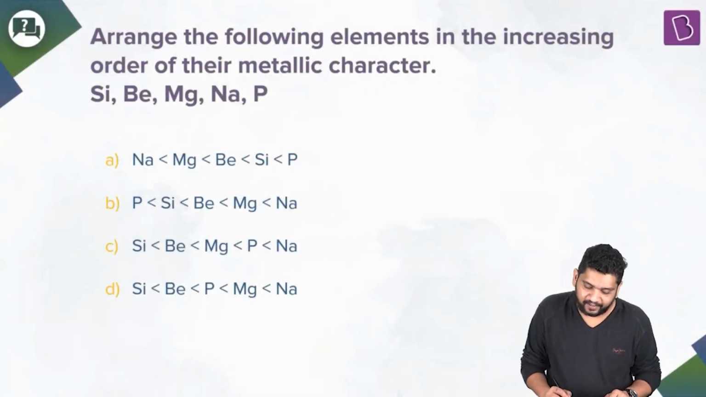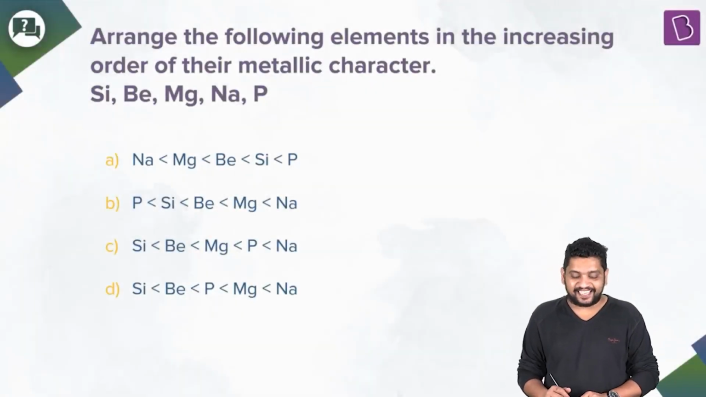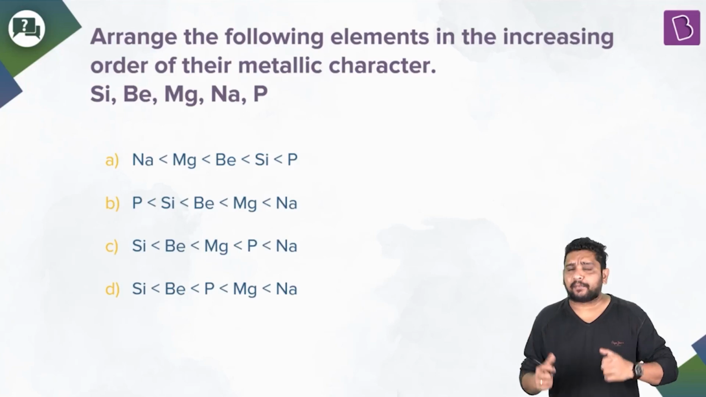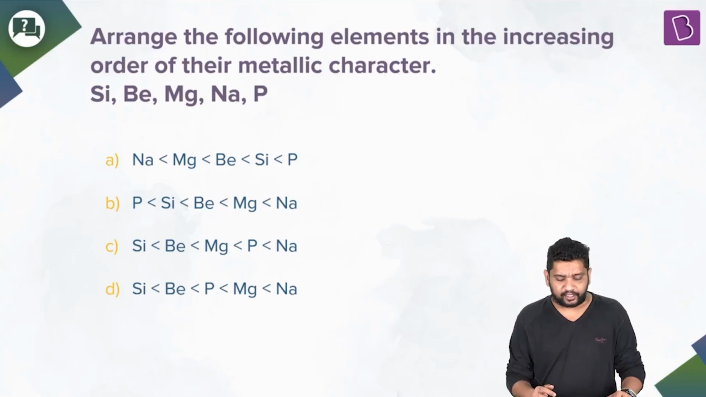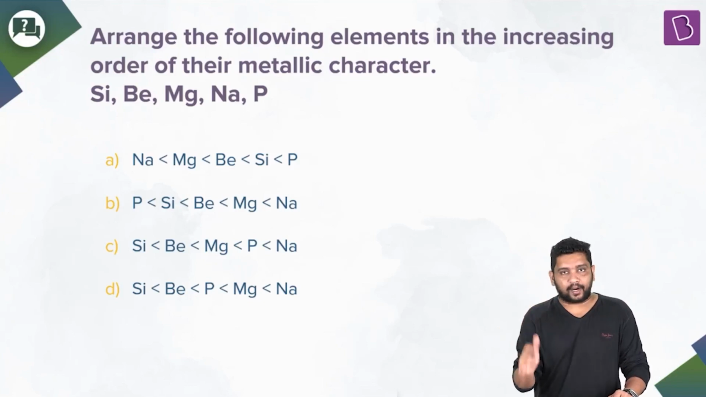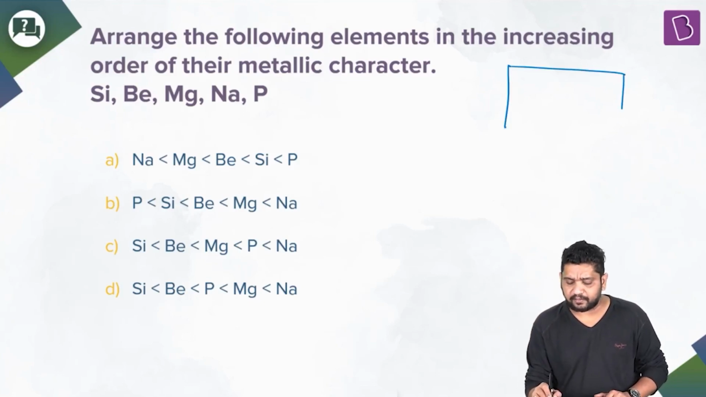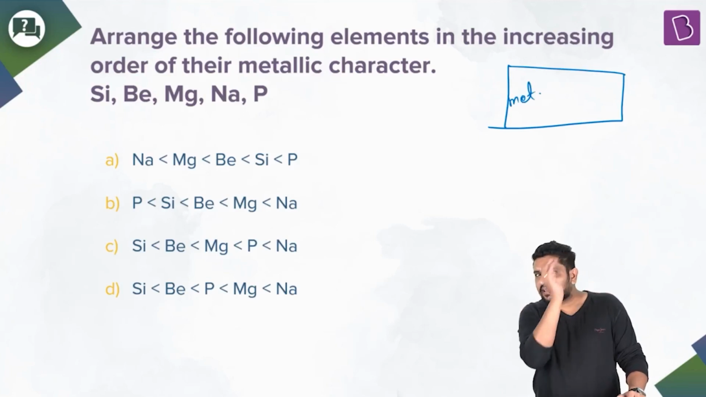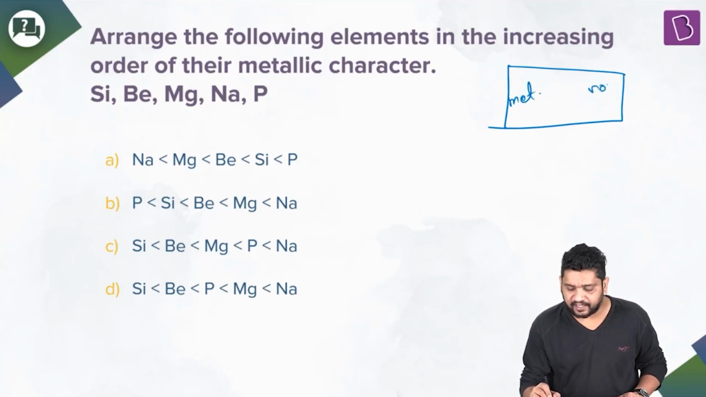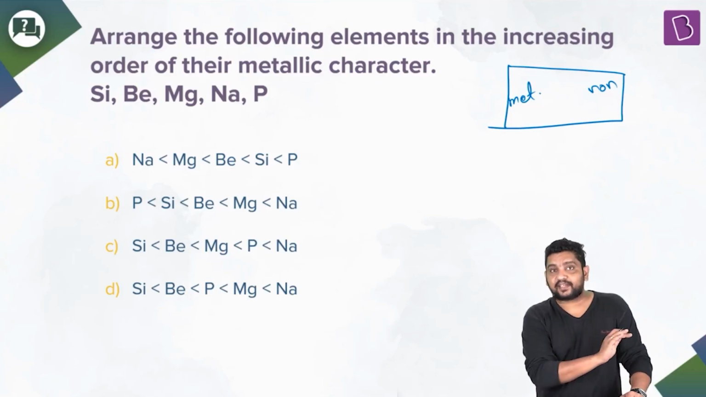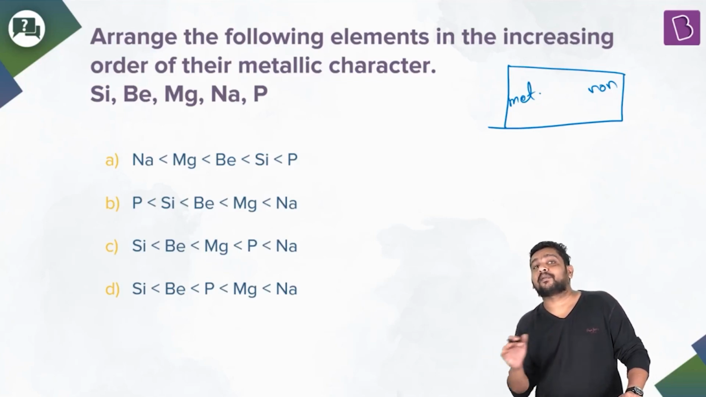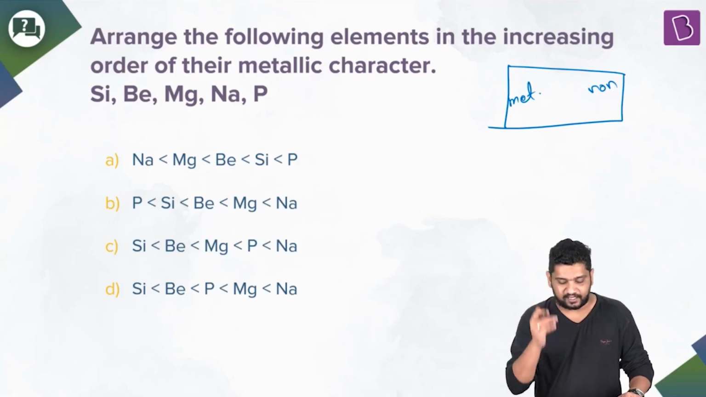Okay, this one says arrange the following elements in the increasing order of their metallic character, right? So what do you mean by metallic character? Behavior like a metal. You already know the characteristics of a metal. Now, apart from all that, what you can remember is that in your periodic table, on the left side you have all your metals: sodium, potassium, rubidium, all your transition metals, and on your right side you have non-metals. So on the left side you have higher metallic character, on the right side higher non-metallic character. If you're going from left to right, non-metallic character increases and metallic character decreases, right?